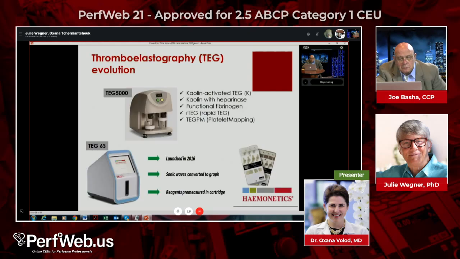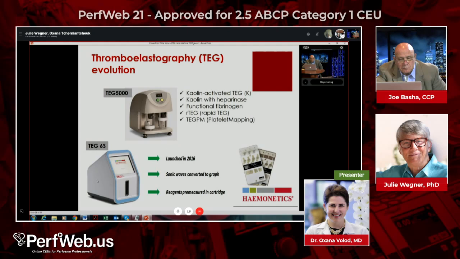I have a few more minutes, so I would like to mention two, three slides about TEG evolution. Now, as much as I rely on the TEG 5000, on which we can perform basic TEG, heparinase TEG, rapid TEG, and platelet mapping, as through the cases that I showed you, it requires knowledge of how to perform the assay. You need to make sure that QC is run every 8 hours for the TEG 5000, that all reagents are mixed correctly, and the cup is fixed correctly. Otherwise, you will see, again, another fibrinolysis potentially.